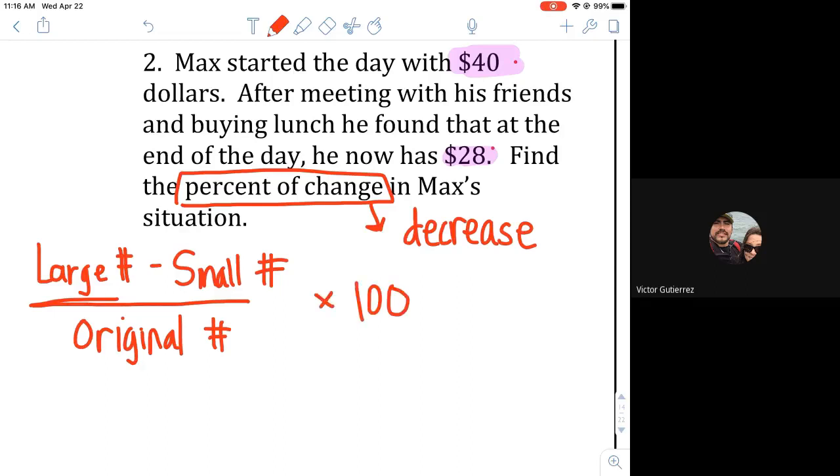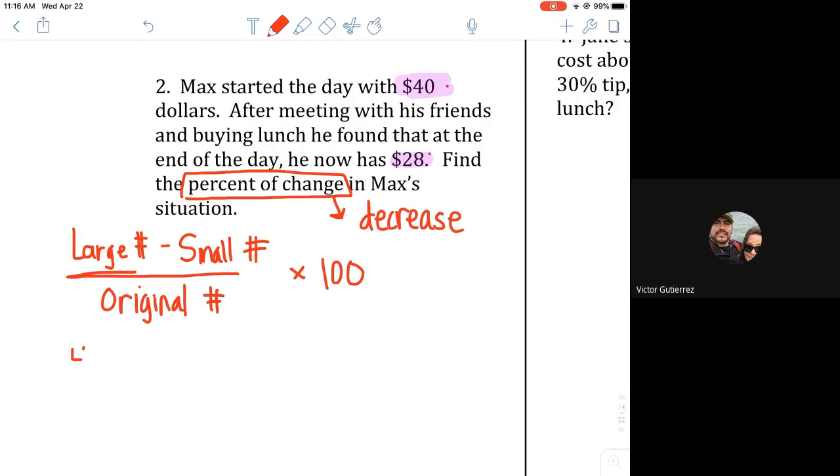So the larger number in this problem is going to be 40, so we're going to take 40 minus the small number, which is 28, and we're going to divide it by the original number. The original number is 40. That's how much you started with. And then obviously we'll multiply it by 100 to get the percent at the end.